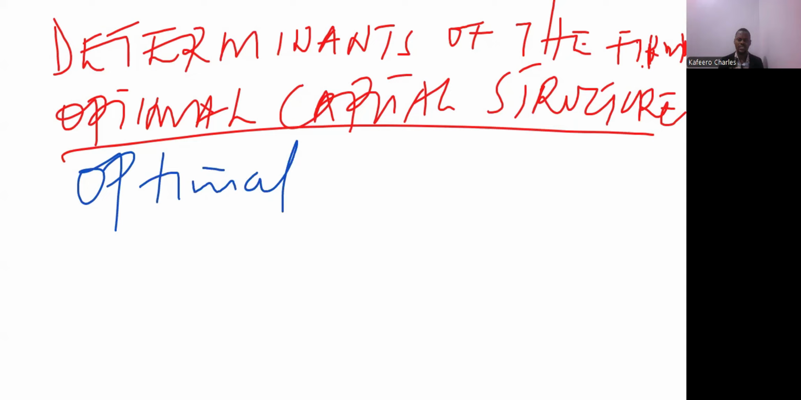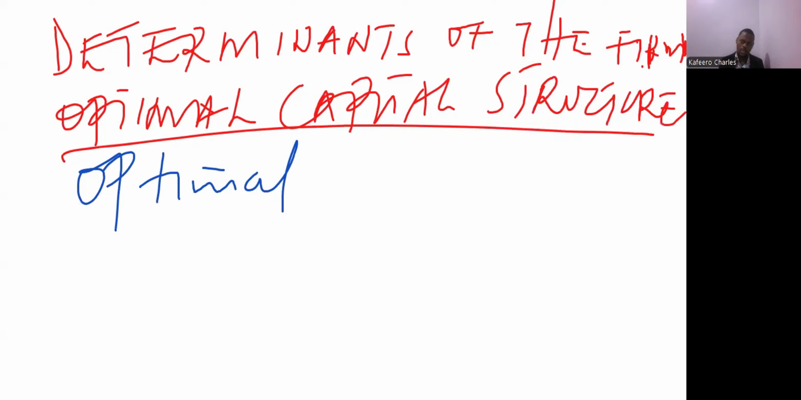Now, when I talk about the word optimal, it means something that is a little bit moderate, something that you can look at and say, okay, it's enough. It's not too much, it's not too small. It's in between there. It's just enough. So what do we mean by the determinants of the firm's optimal capital structure?